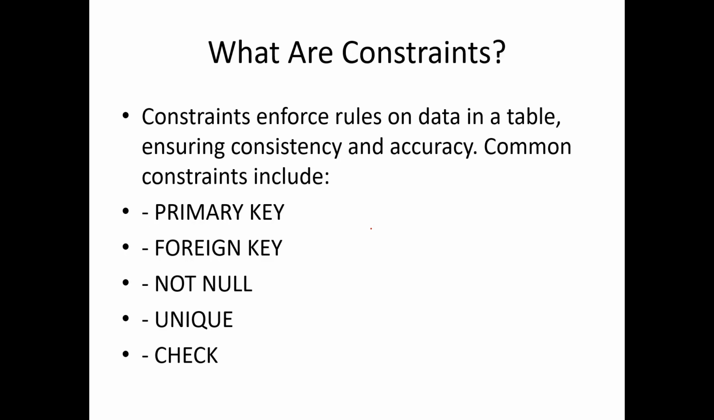Now that we understand data types, let's talk about SQL constraints. Constraints are rules applied to table columns to ensure data integrity and prevent errors. Common SQL constraints are: PRIMARY KEY, which ensures unique, non-null values; FOREIGN KEY, which links tables together; NOT NULL, which prevents null values; UNIQUE, which ensures all values in a column are unique; and CHECK, which ensures a condition is met.